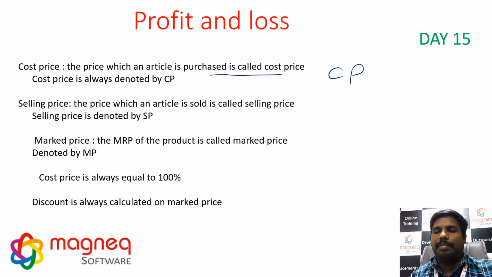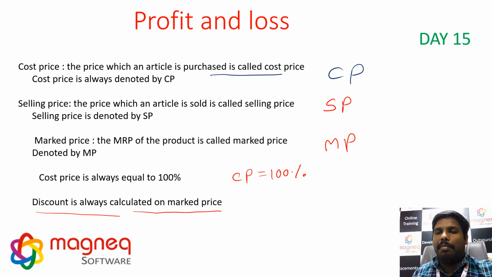Next one, selling price. The price at which an article is sold is called selling price. Selling price is denoted by SP. Market price, the MRP, maximum retail price of the product, is called market price, denoted by MP. Cost price is always equal to 100 percentage. And discount is always calculated on market price.